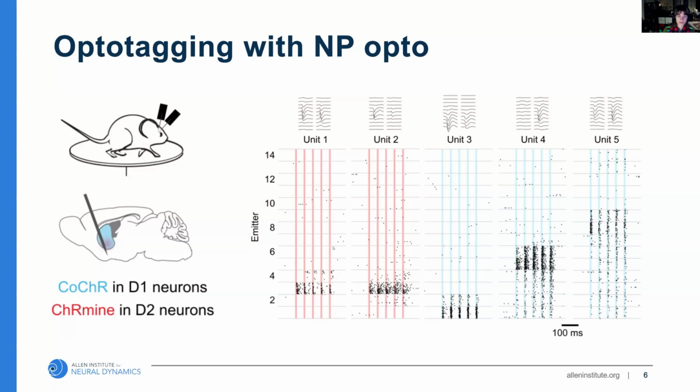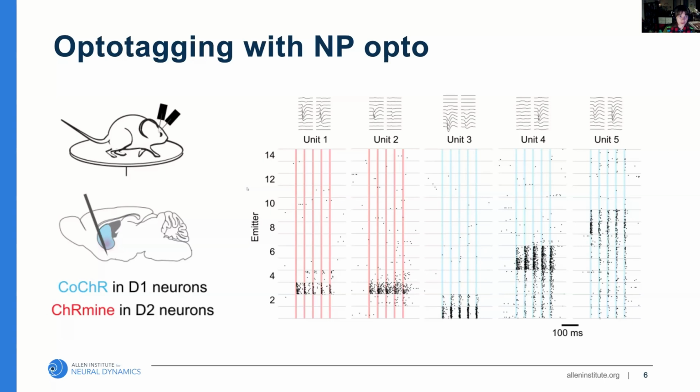We have these first two units, which have strong low latency responses to light from emitter number 3. So both of these would be two different D2 neurons, and then units 3, 4, and 5 have these low latency responses to the pulses of blue light, indicating that these are 3 different D1 neurons that we recorded in this experiment.